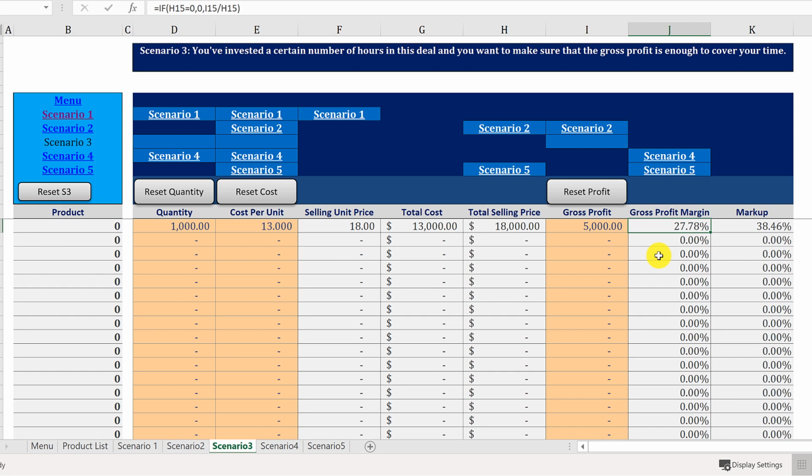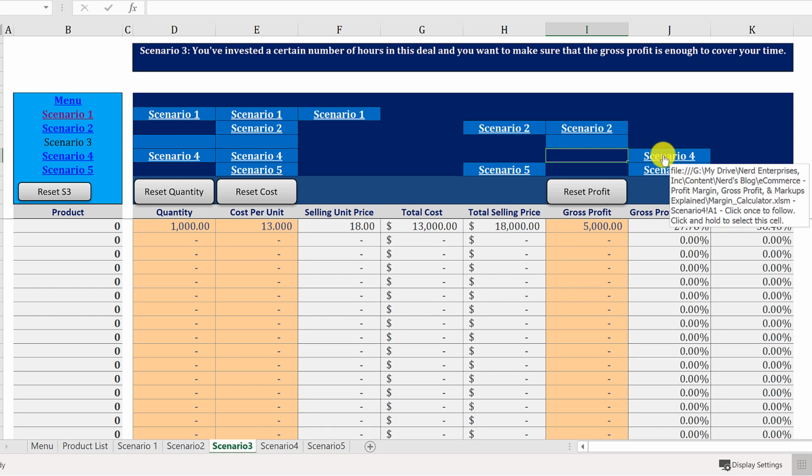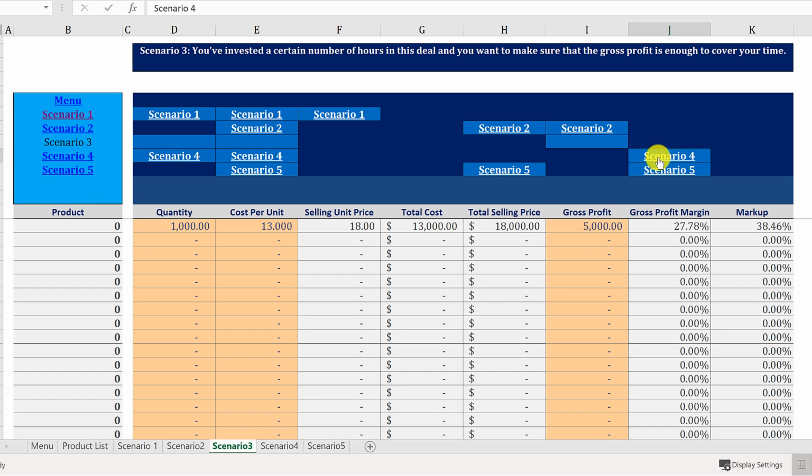And I might look at that and say to myself, you know what? No, I can't go this low. I really need this gross profit margin, which again, keep in mind is really the net profit margin. Bottom line, this number needs to be 30% at a minimum. So I'm going to go to scenario 4. Now these markers, by the way, indicate which things you can change. So this means that in scenario 4, where it lines up, the gross profit can be changed.